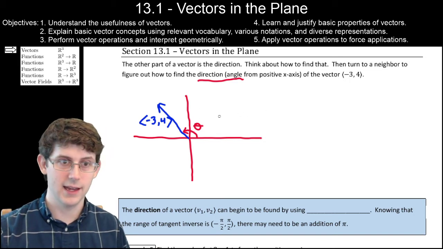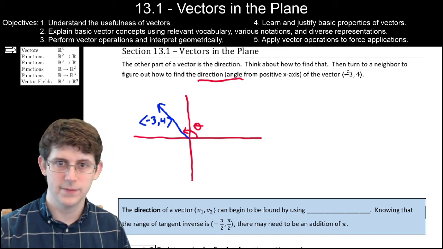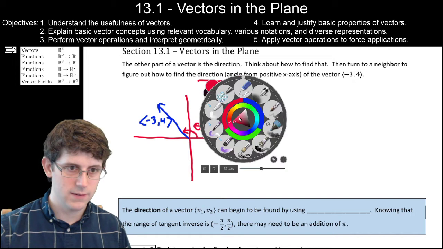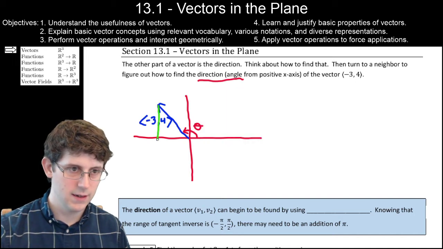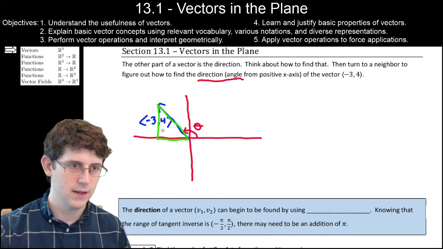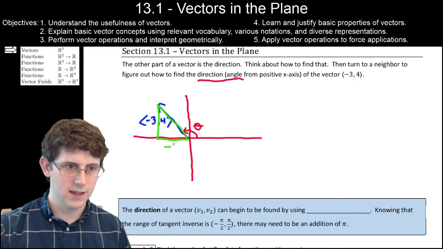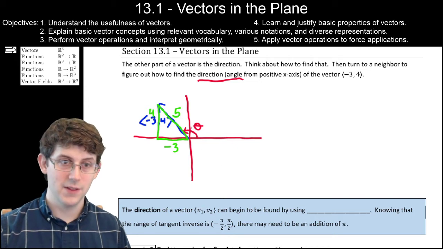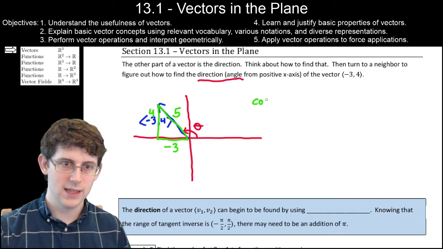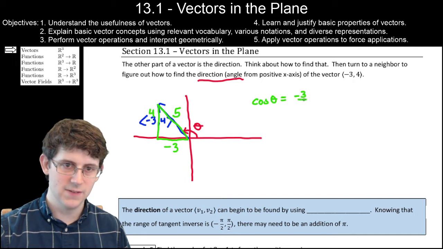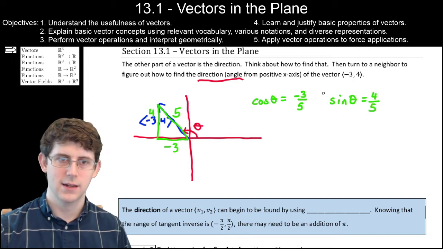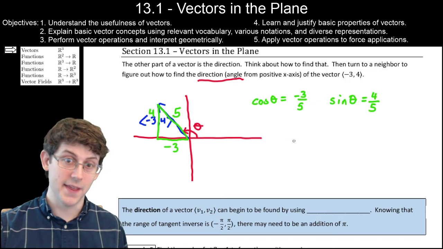So we're going to say that for <-3, 4>, we're looking for some angle where, let's get the right triangle in here. Is that the one we want? I think so, yeah. This one is going to the left by 3. This is going up by 4. And the magnitude of the vector is 5. So whatever this theta is, we know that cosine theta is -3/5, and sine theta is 4/5. From this information, you'll be able to get an angle theta.